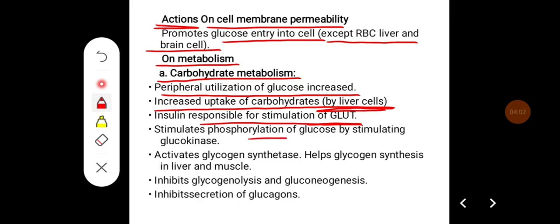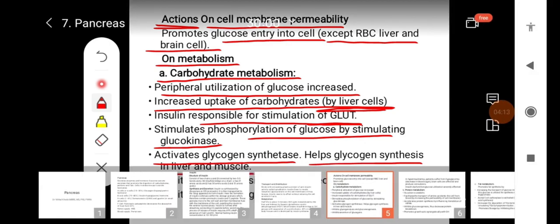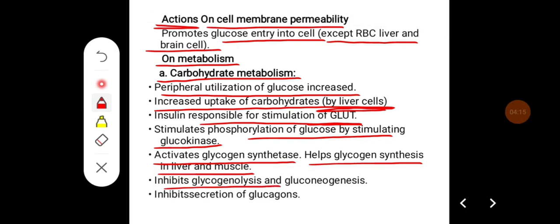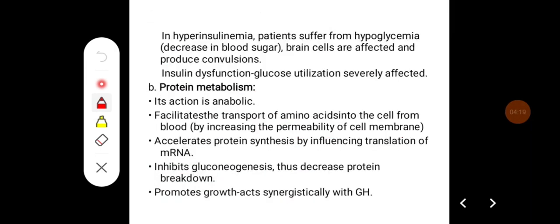It stimulates phosphorylation of glucose by stimulating glucokinase, and it activates glycogen synthetase and helps glycogen synthesis in liver and muscle. It also inhibits glycogenolysis and gluconeogenesis. It inhibits the secretion of glucagon. In hyperinsulinemia, patients suffer from hypoglycemia because of the decrease in blood sugar. Brain cells are affected and produce convulsions.